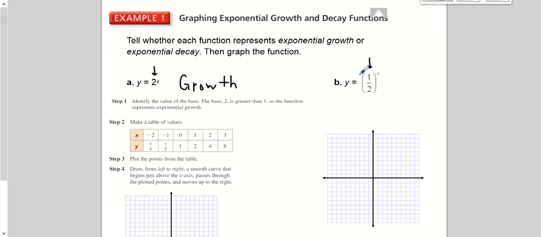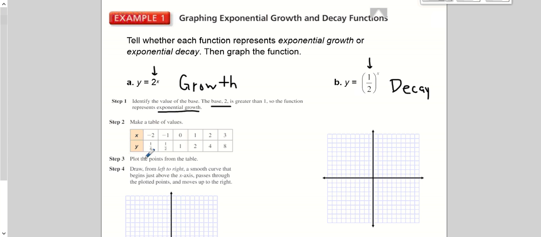And what about this second equation here? Is this growth or decay? This number is between 0 and 1, so this is exponential decay. All right, and then let's work on our graphs. Step 1, identify the value of the base. The base is 2. It's greater than 1, so the function is exponential growth. All right, that's the part we just talked about.